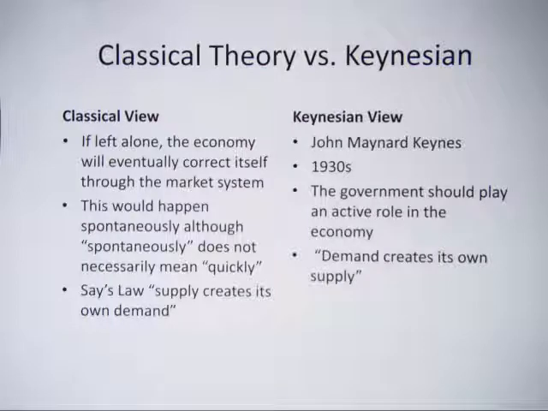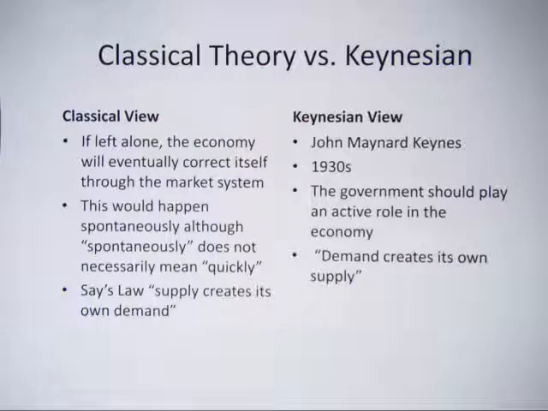What we've really been exposed to so far is a classical view, and that's the notion that if left alone, the economy will eventually correct itself through that market system. Remember, a market occurs whenever supply and demand intersect or whenever they're involved. If there's a greater supply of something, ceteris paribus, the price will go down. If the demand increases for something, the price will go up. If left alone, prices will ultimately settle at equilibrium.